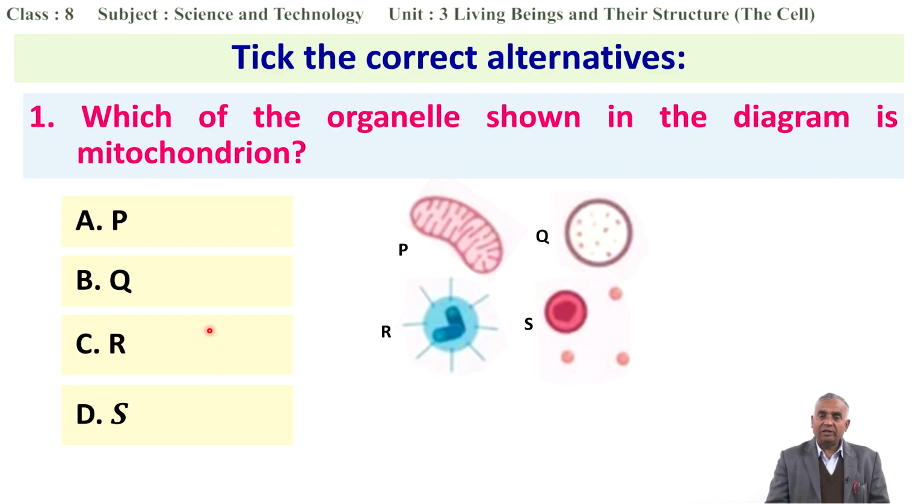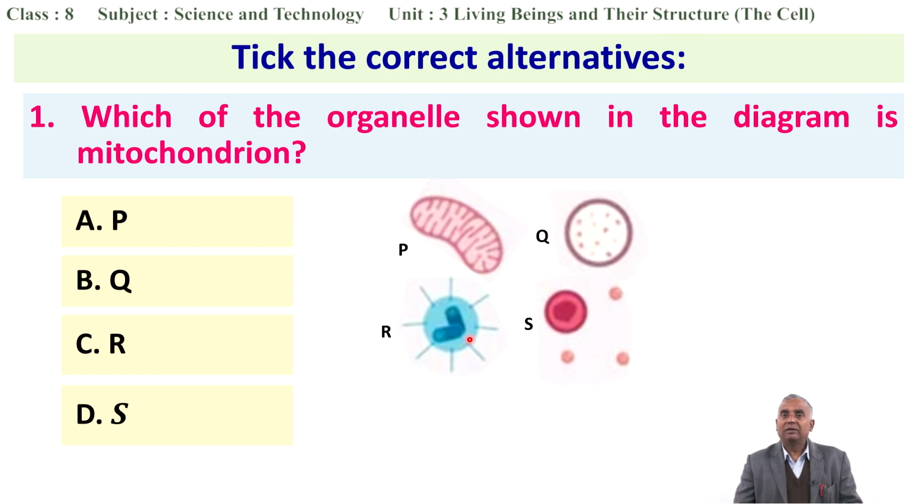Now for the next question, there are a few diagrams. First see them and observe them. The question is, which of the organelles shown in the diagram is the mitochondrion? Very easily you can identify which one is the mitochondrion. Yes, can you guess the other names also?